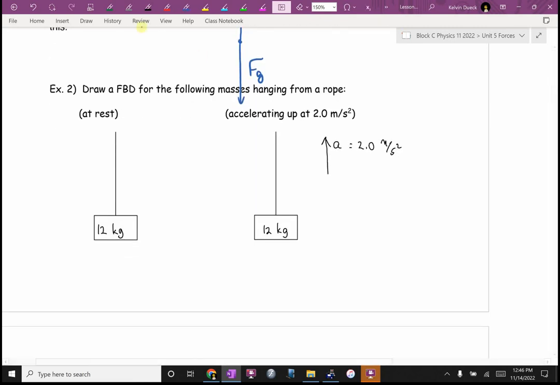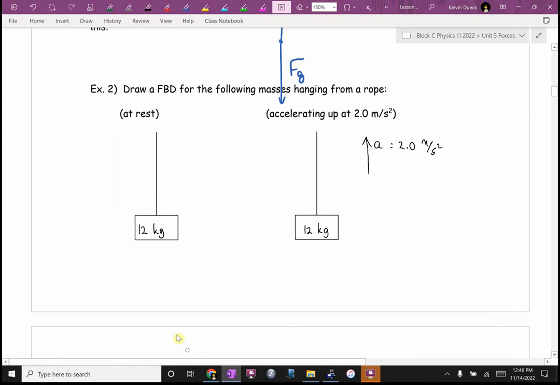Example two. Jazz, what do you think FBD is an abbreviation for? Thank you for figuring that out on your own. Okay, I'm going to use that for the rest of the course and next year too. So it says, draw a free body diagram for the following masses hanging from the rope.